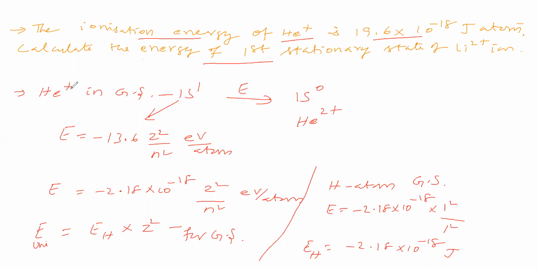So we know the energy of He plus in the ground state. It is equal to minus 19.6 into 10 to the power of minus 18 joule. To remove this electron we have to supply this much minimum energy, so the energy of the electron is minus of this. It is in the first orbit, ground state. Therefore the energy of He plus in the first orbit is minus 19.6 into 10 to the power of minus 18 joule.